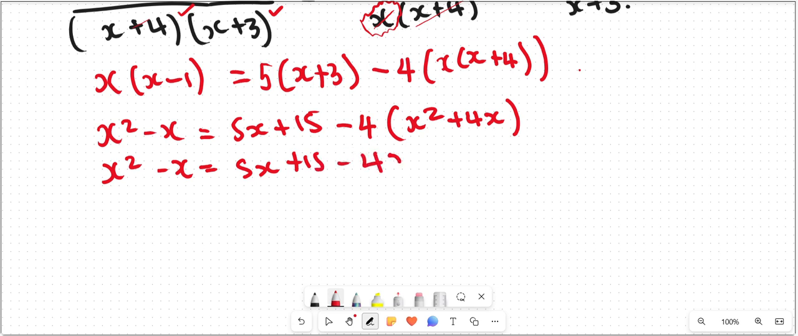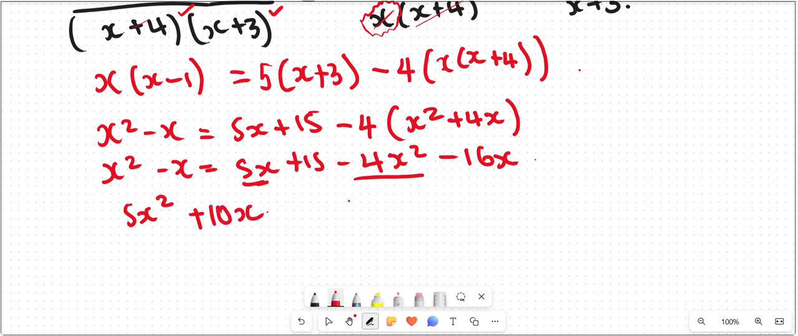We get a negative 4x squared minus 16x. Then we collect our like terms. This comes to the other side and adds to give me a 5x squared. This comes to the other side to subtract to give me a negative 16, but once you add it with that, you get a positive 10x. Right? And then lastly, the 15 is going to come and subtract.